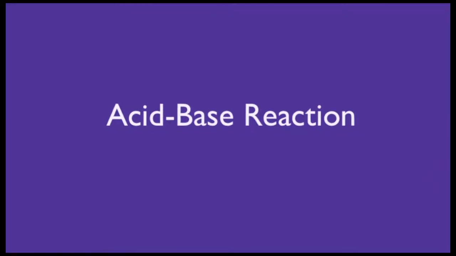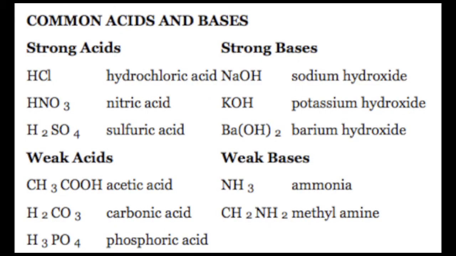Acid-base reactions. An acid is a substance that ionizes in an aqueous solution to form hydrogen ions. A base, on the other hand, is a substance that will accept hydrogen ions and/or produce hydroxide ions in a solution. Both can be strong or weak. If it ionizes completely in the solution, it's strong. However, if it only partially ionizes in the solution, it's generally considered to be weak.